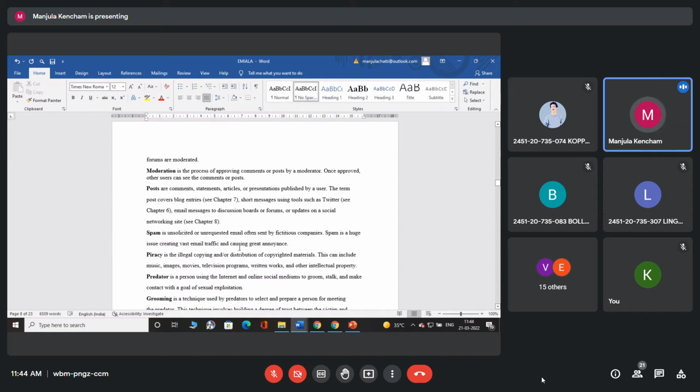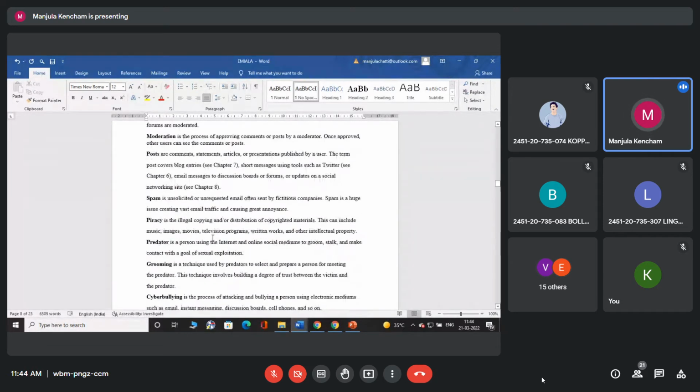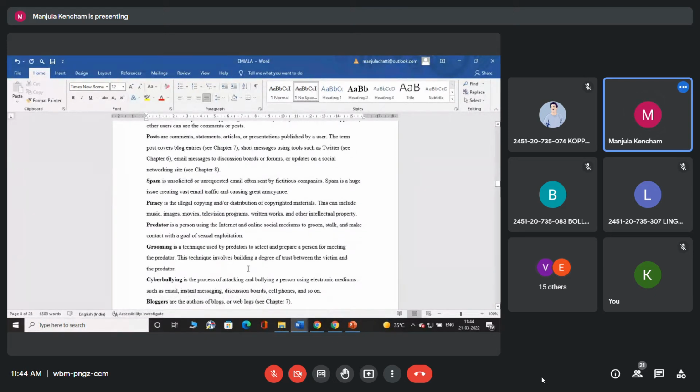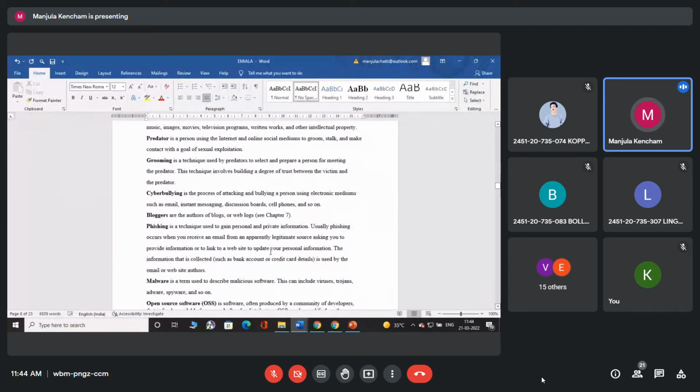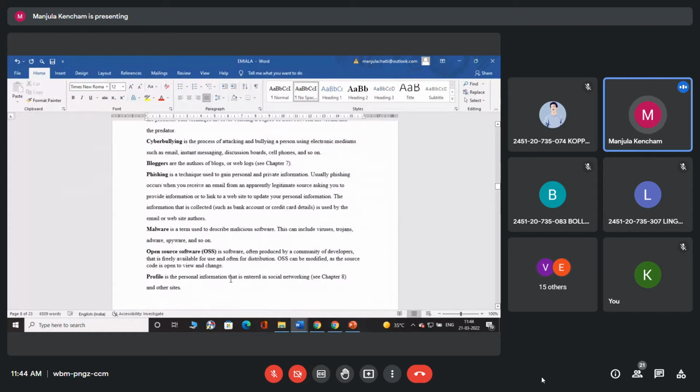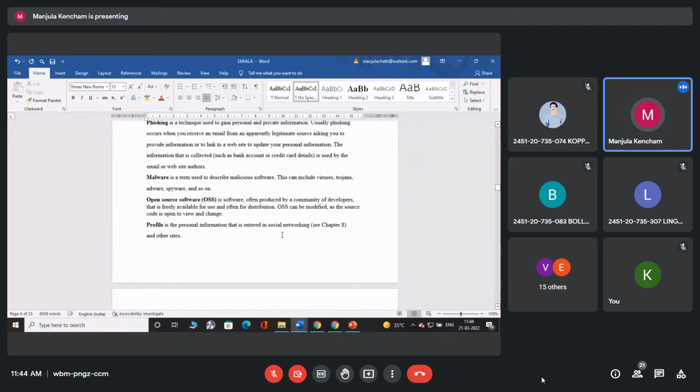Spam is an unsolicited or unrequested email sent by fictitious companies. Piracy is illegal copying and distribution of the messages. Predator is someone who uses internet and social online mediums to stalk people. Grooming is a technique. Cyberbullying, blockers, phishing is a technique. Once again, malware is malicious software. All these things are related to your email.